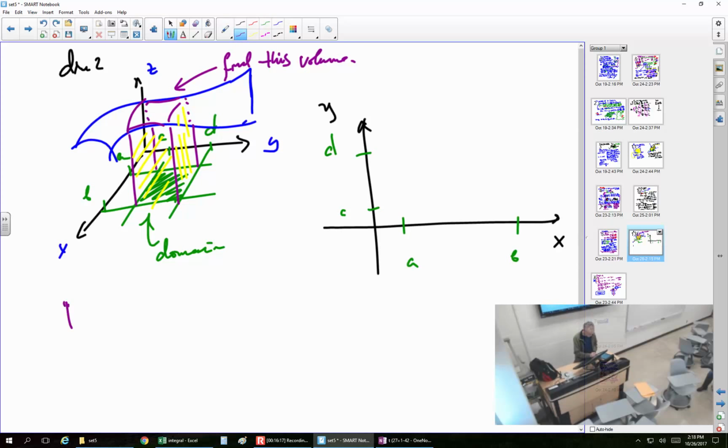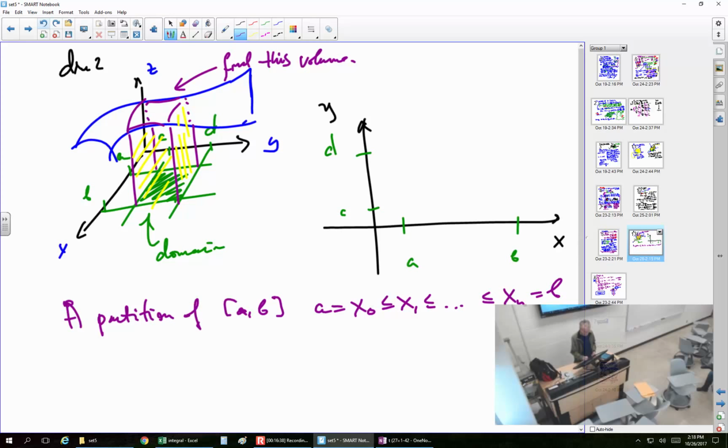So a partition of AB. It means that A is equal to x0, less than or equal to x1, and so on, up to xn equal to B. Xk plus 1 minus xk, which is delta x, is equal to (B minus A) over n. Okay, so that is all familiar. I'm repeating exactly what we had a minute ago, just a partition of AB.